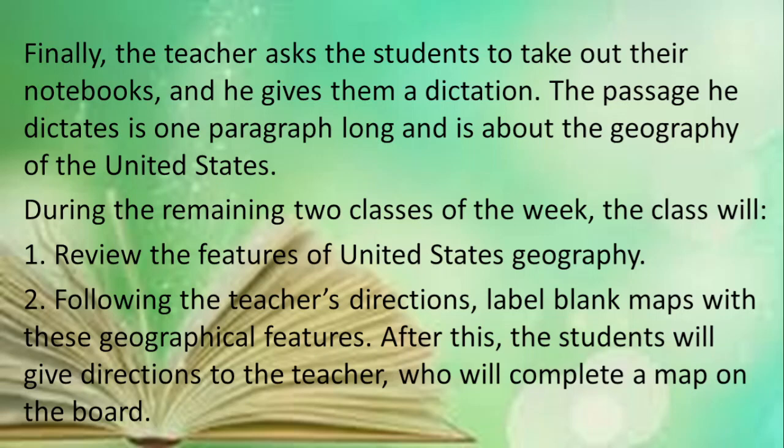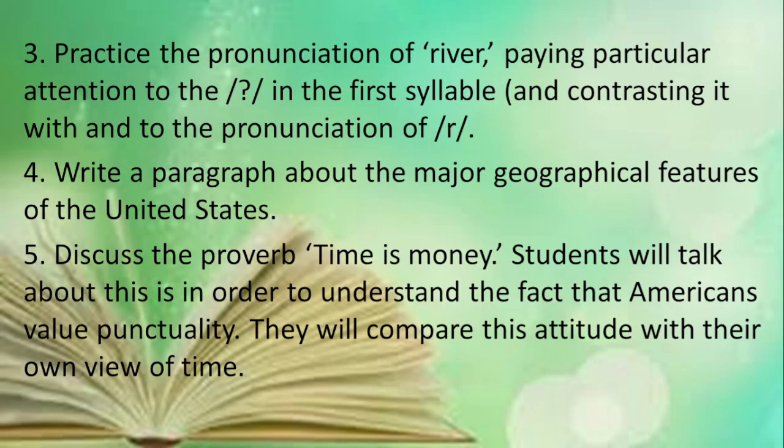During the remaining 2 classes of the week, the class will 1. Review the features of United States geography. 2. Following the teacher's directions, label blank maps with these geographical features. After this, the students will give directions to the teacher, who will complete the map on the board. 3. Practice the pronunciation of the word river. 4. Write a paragraph about the major geographical features of the United States. 5. Discuss the proverb, time is money. Students will talk about this in order to understand the fact that Americans value punctuality. They will compare this attitude with their own view of time.